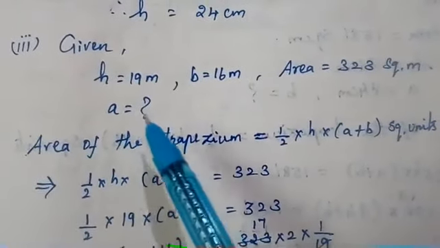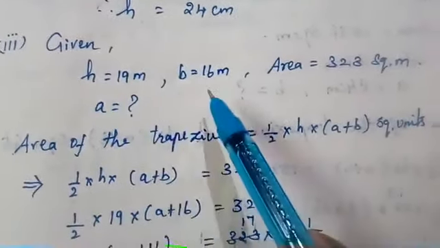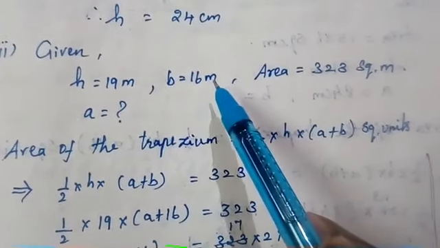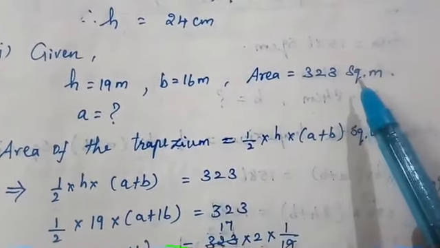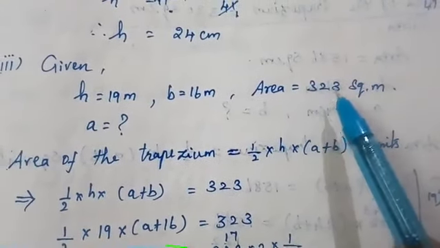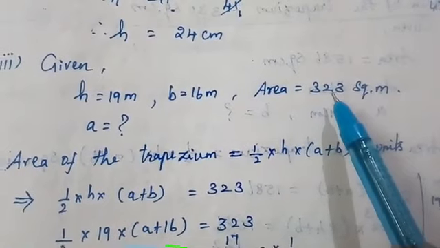Now third problem. In the question, given height equal to 19 meter, b equal to 16 meter. One of the parallel sides is given, we want to find the other parallel side. Area is also given. Suppose area is given, you have to compare the area value to the area formula.